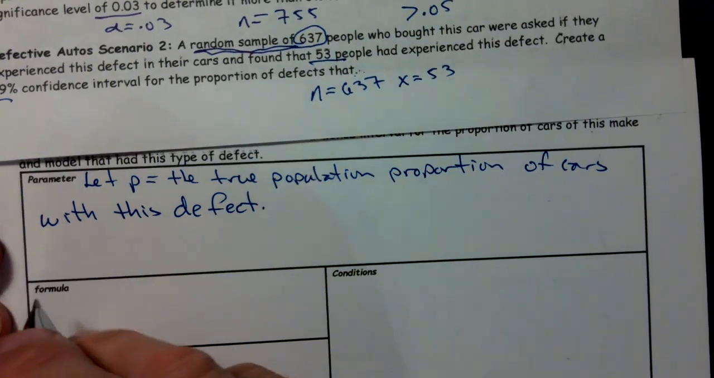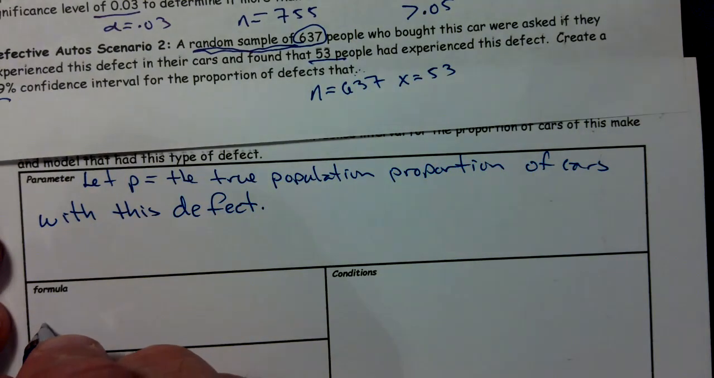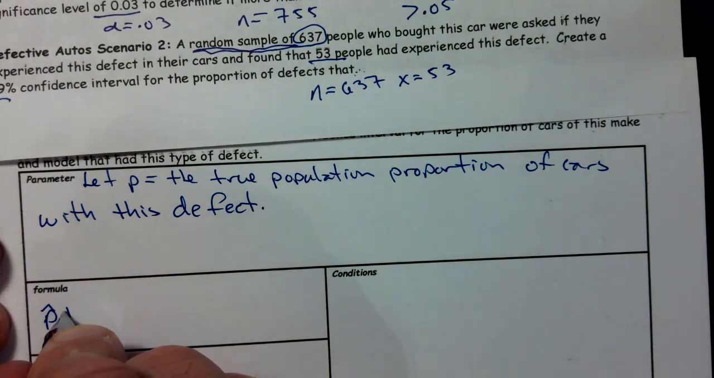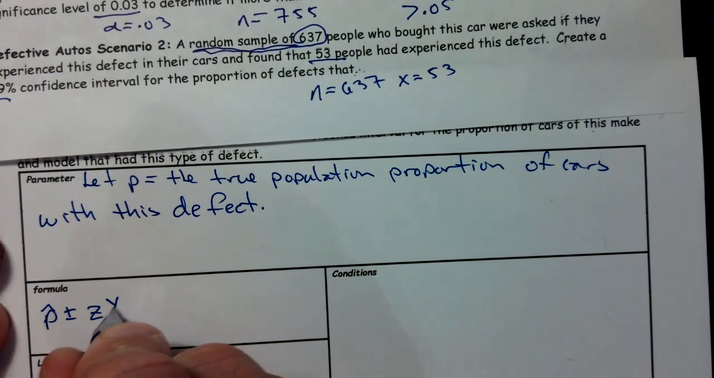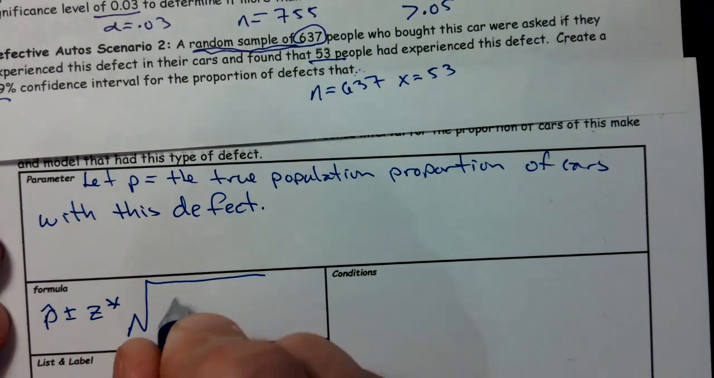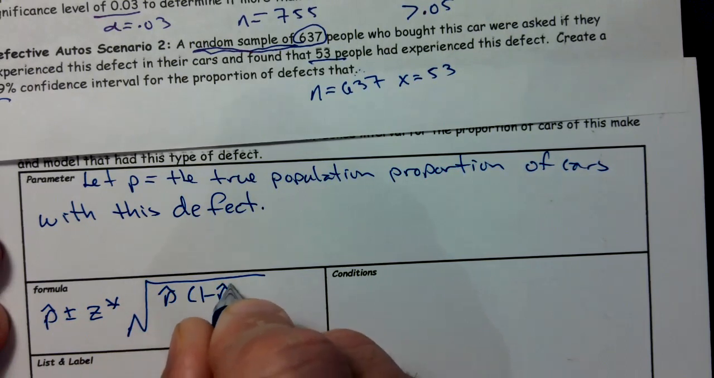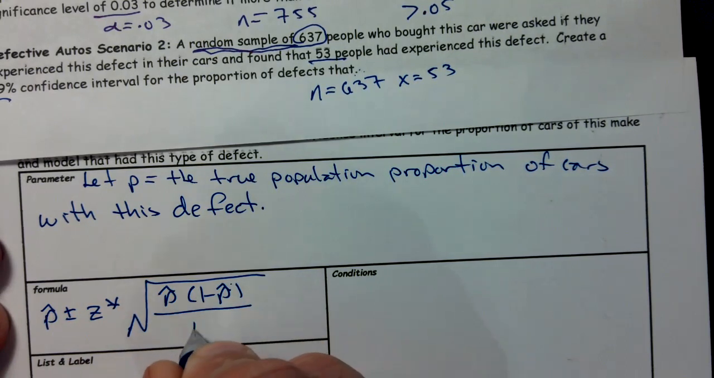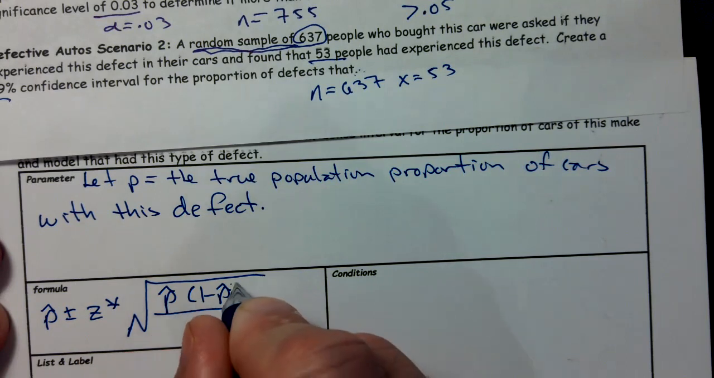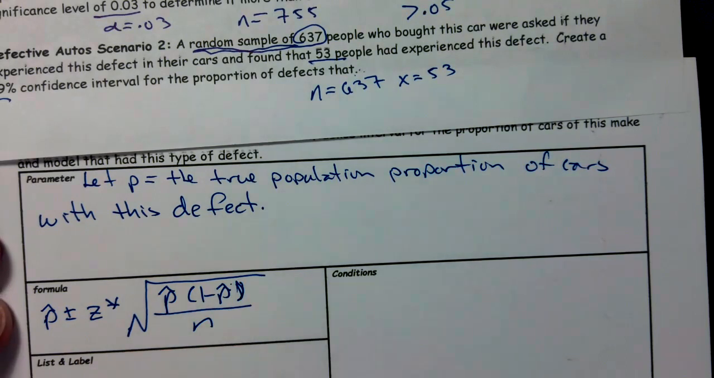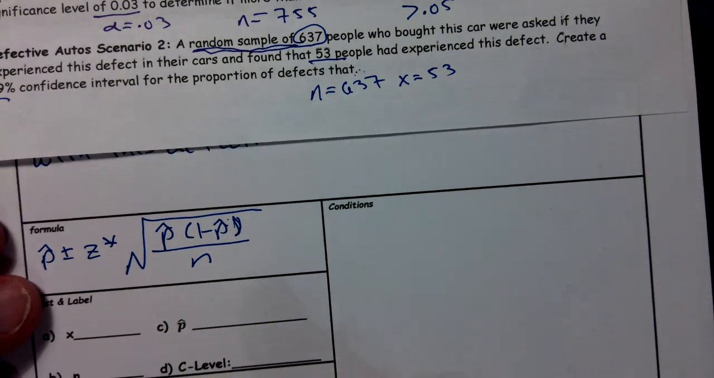I don't know. So our formula: p hat plus or minus z star times the square root of p hat times 1 minus p hat over n. This is just our formula. It's on your recipe sheet. All right, list and label our important information.